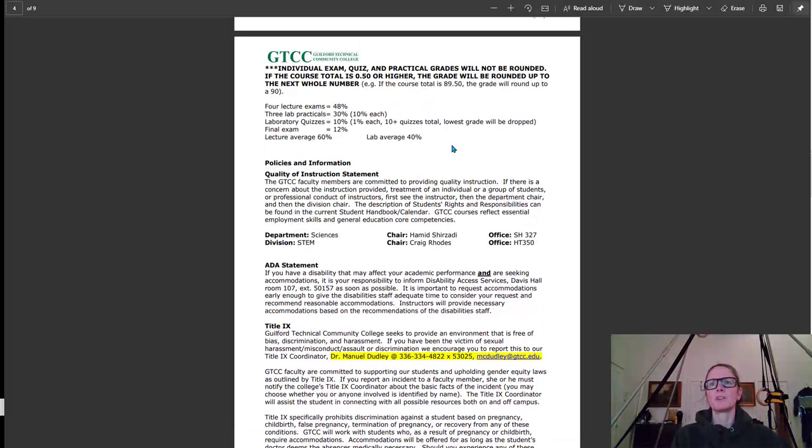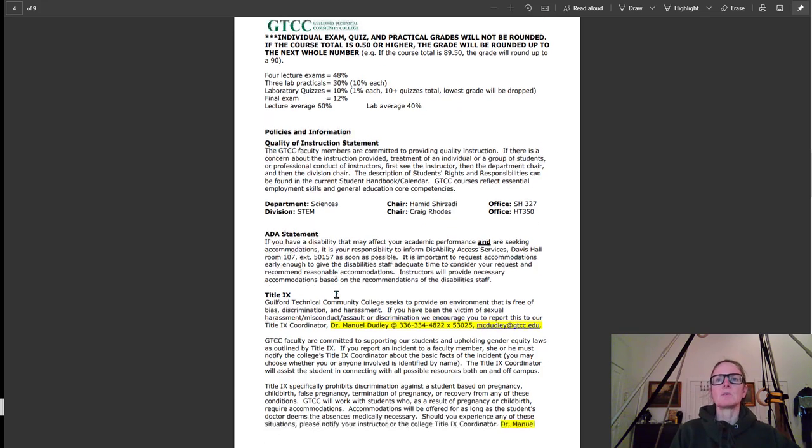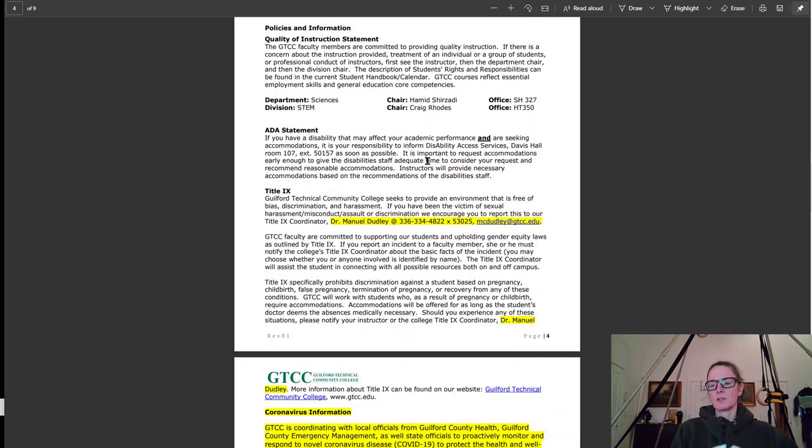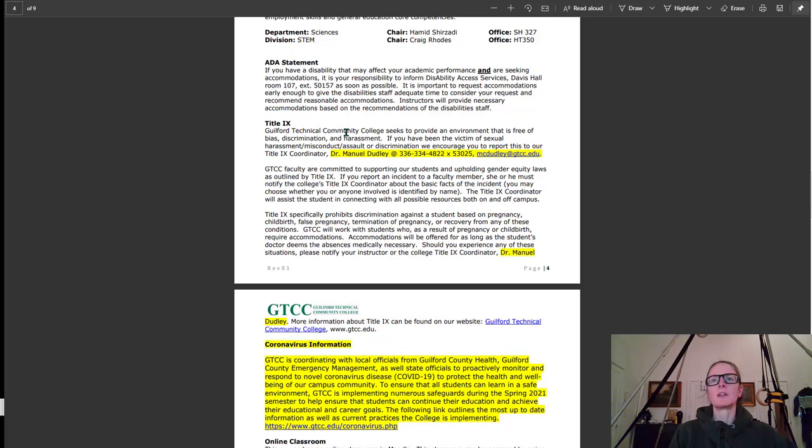So if for some reason you just didn't get to lab in time and you were late because you were in a traffic jam or whatever, then you can drop your lowest grade. Then we have some important information about policy. The ADA statement, for example: if you have disabilities that you need accommodated, this tells you exactly how to get and fill out those forms. Title IX: if you feel that there's been any discrimination or harassment, this gives you the information on whom to contact.